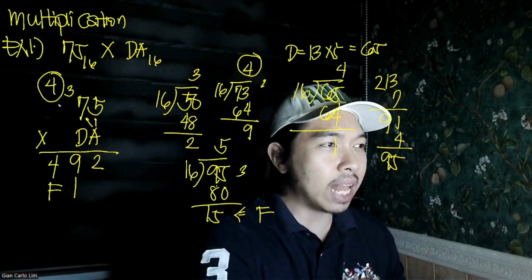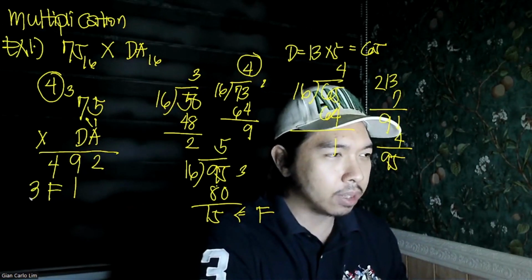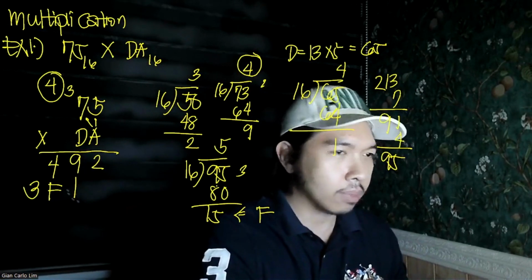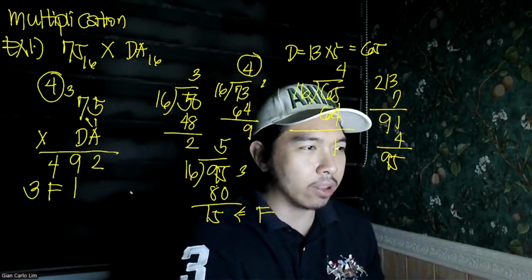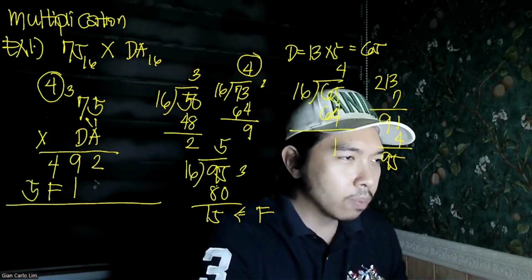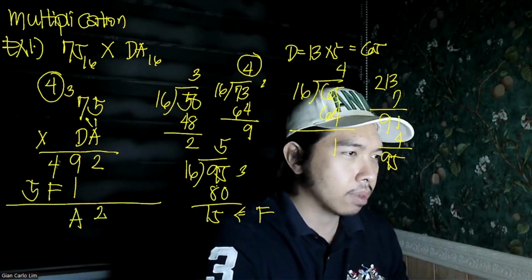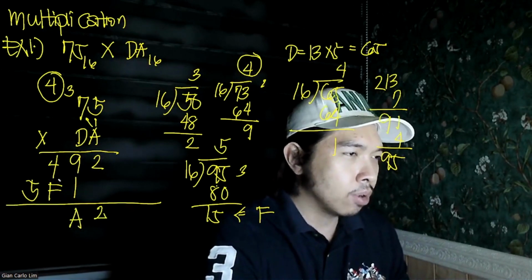Okay, yung 3 wala na siyang pag-aadd. So therefore, we put here 3. 3F1. I'm sorry, not 3F1, but rather the quotient is 5. So that would be 5F1. So bring down 2. 9 plus 1 is 10. 10 is A. 4 and F.